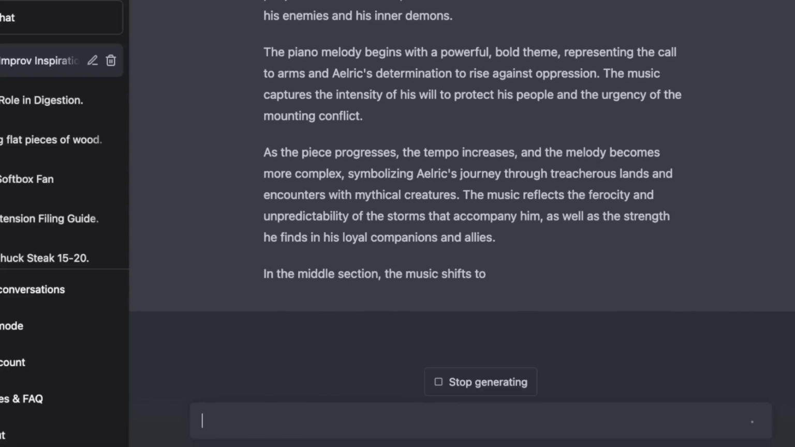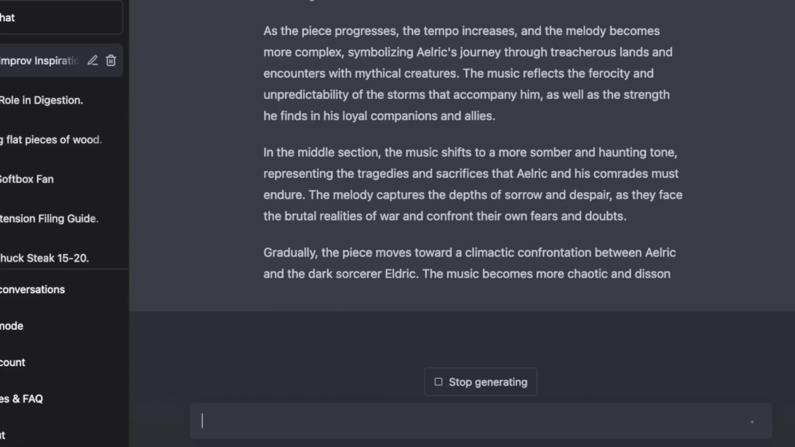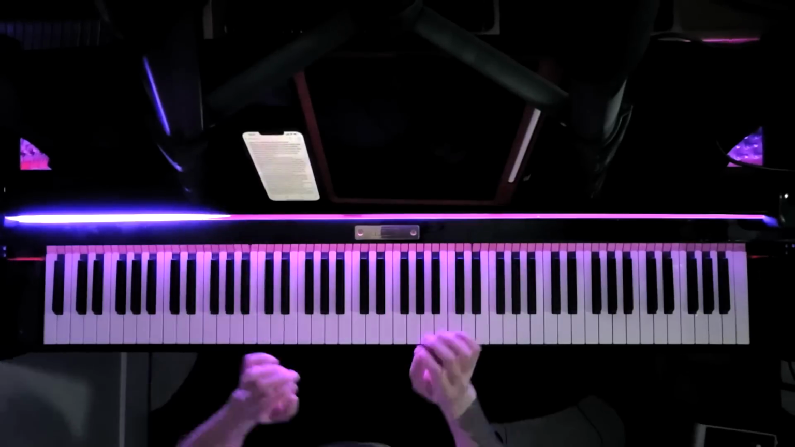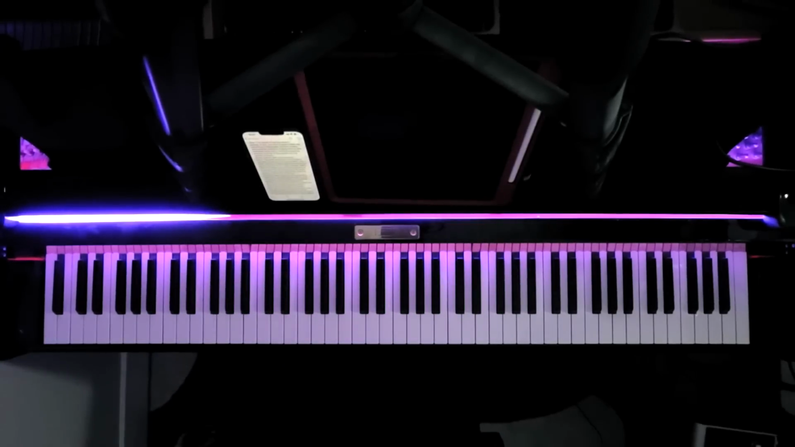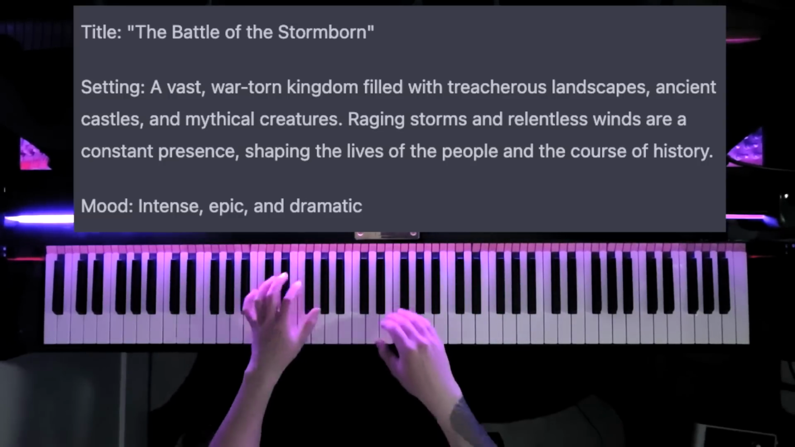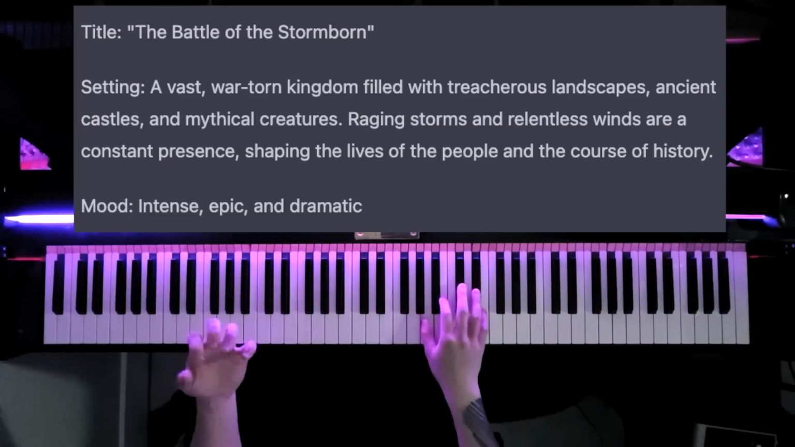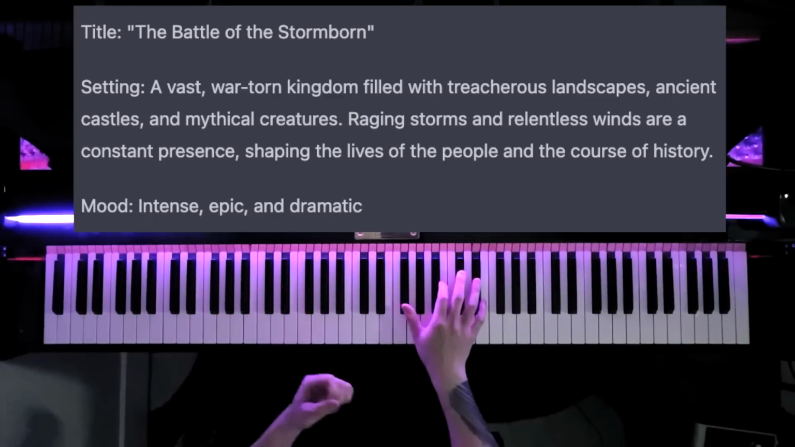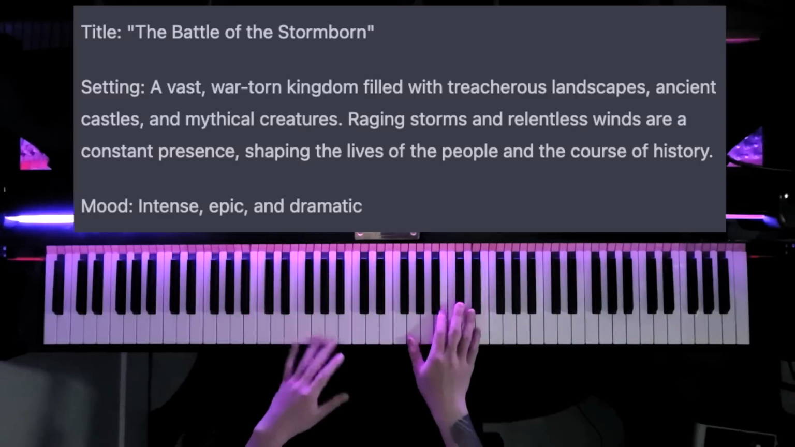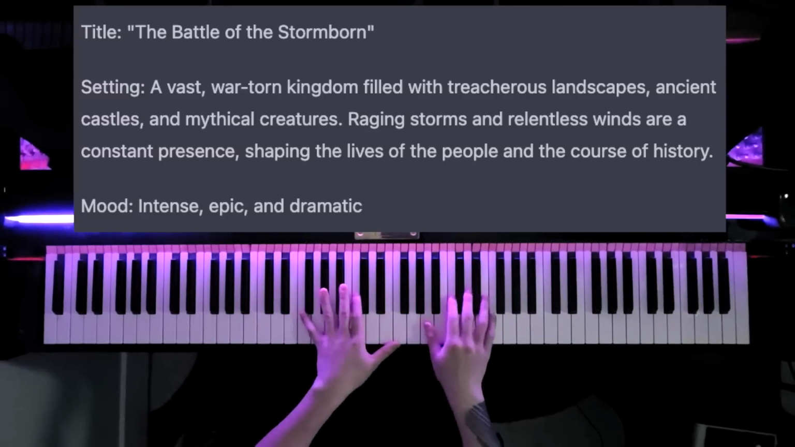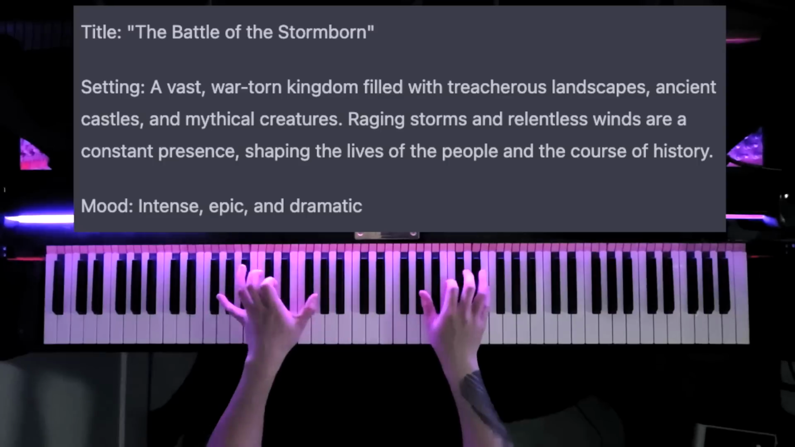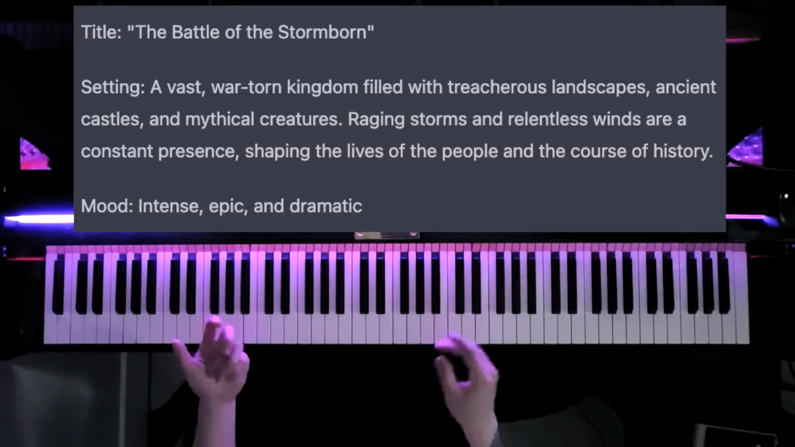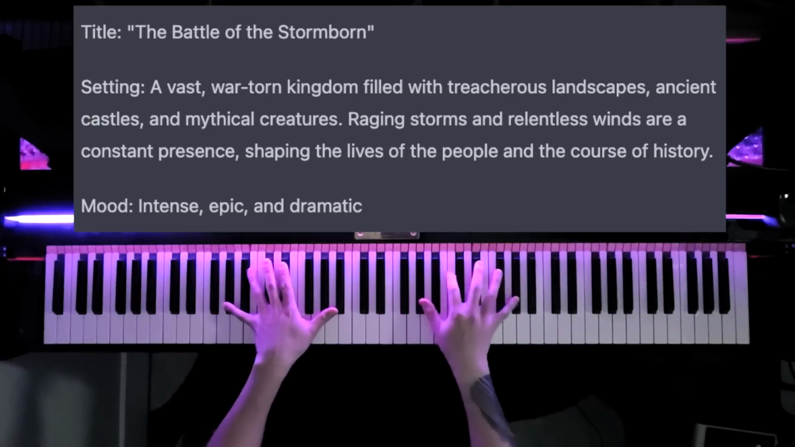I'm going to let it finish and then we're going to go right to the piano and try to improvise this, okay? Let's look at this new story: The Battle of the Stormborn. Immediately, a vast war-torn kingdom filled with treacherous landscapes and mythical creatures. Let's go ahead and do G sharp minor. I'm feeling G sharp minor for this one.